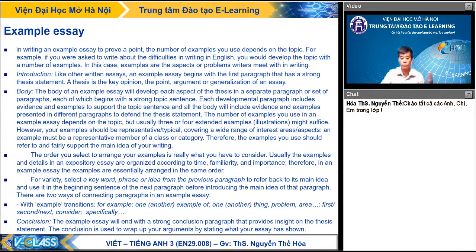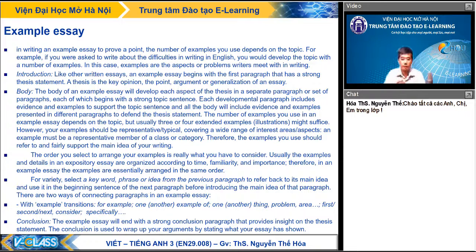Now we move on to the next kind, that is called the example essay. In writing an example essay, to prove a point, the number of examples you use depends on the topic. For example, if you were asked to write about the difficulties of writing in English, you would develop the topic with a number of examples. In this case, examples are the aspects of the problems the writer meets in writing.